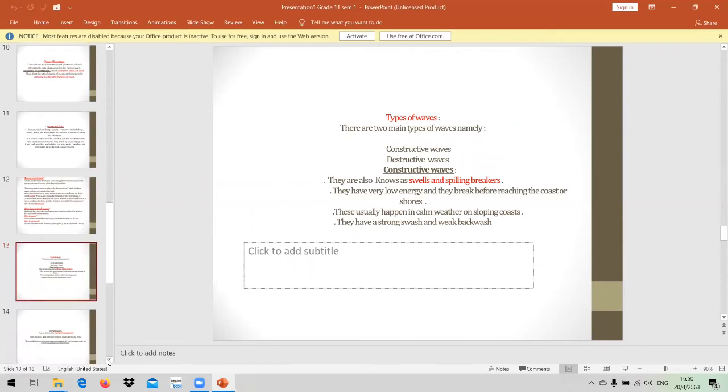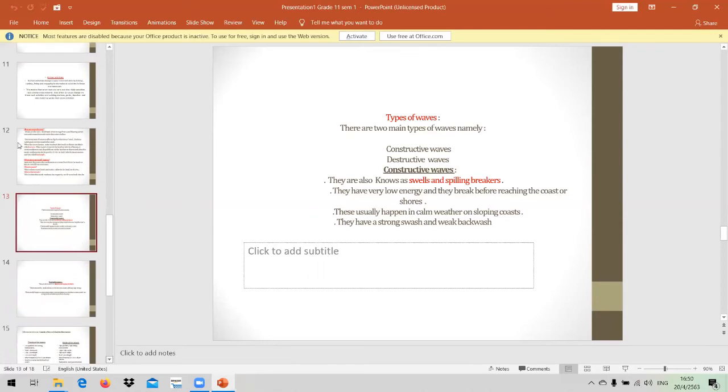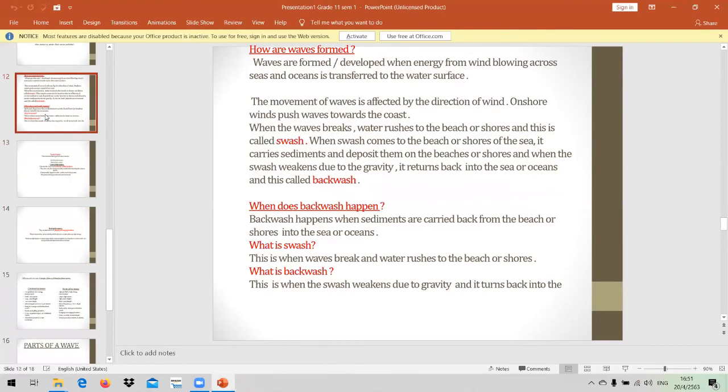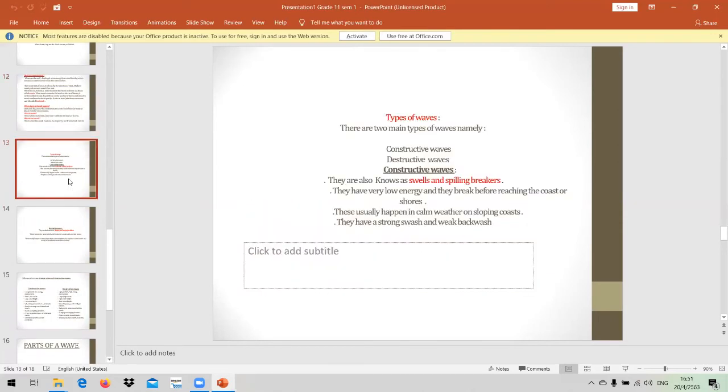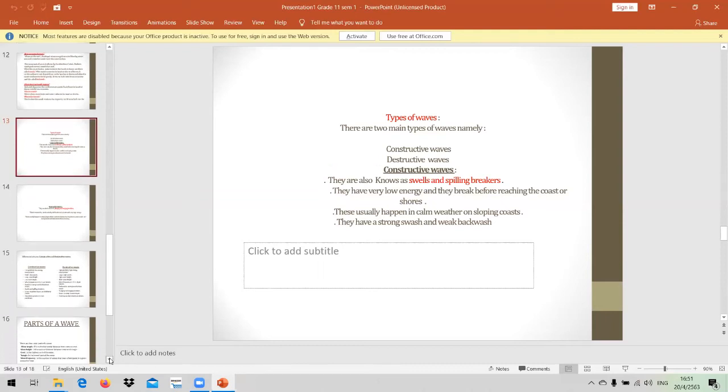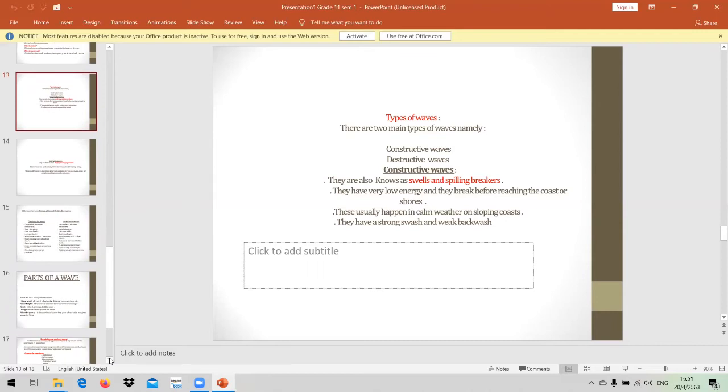So we are talking about waves. What are waves? Let's see what waves are, how a wave is formed, and what makes up a wave. We shall see all that. Types of waves. There are two types of waves: one, the constructive waves, and two, the destructive waves.